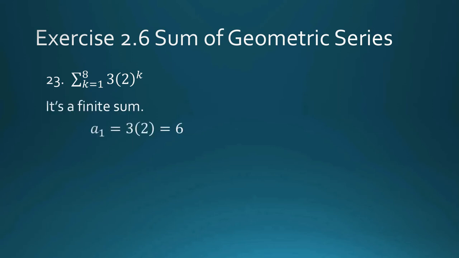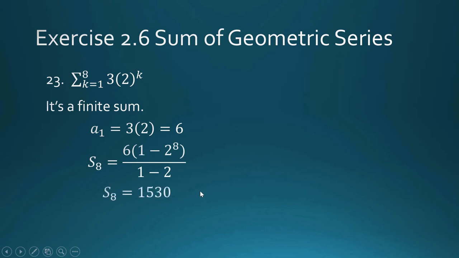Usually, it's a challenge for many students to figure out what is the first term here, because they saw 3, so they would say, hey, 3 must be the first term. No, it's not the first term. The first term is when k is equal to 1. So you substitute. So 3 times 2 is equal to 6. That's your first term. And this is how you compute for the sum of the first 8 terms of your geometric sequence. Where did that come from?